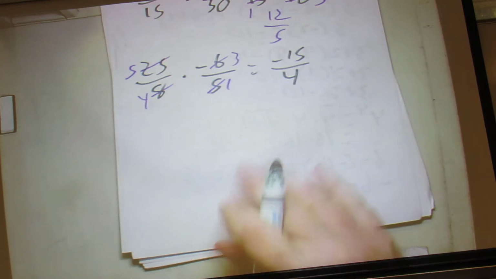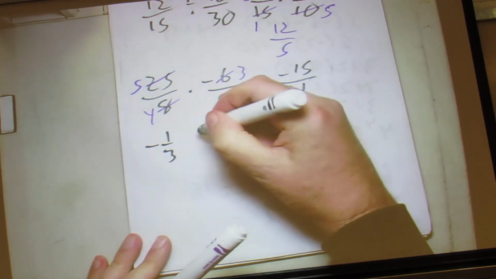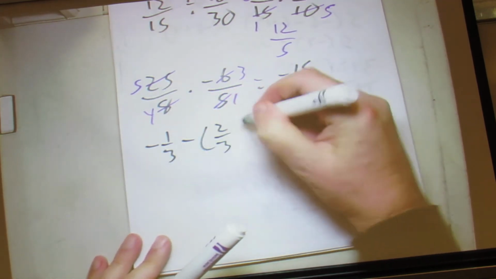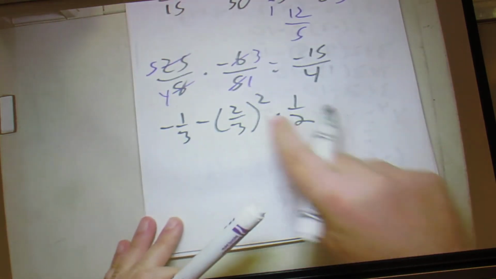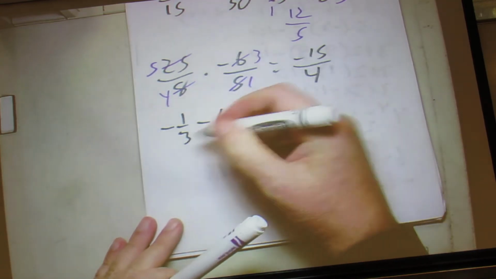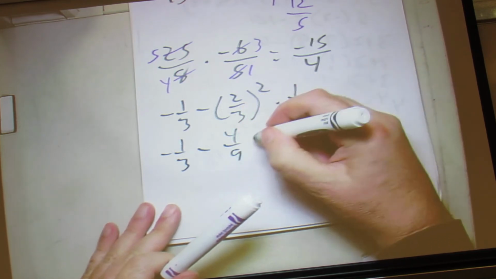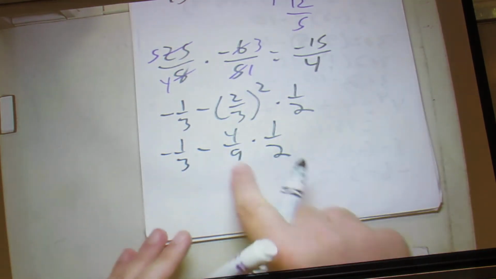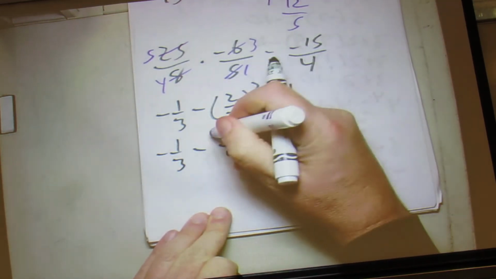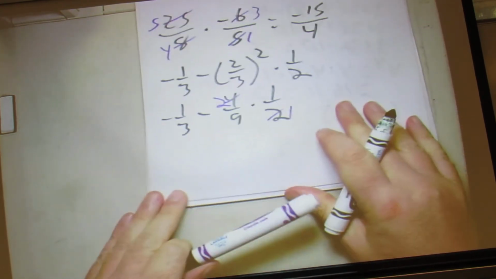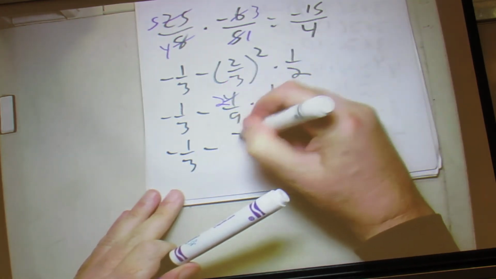Then let's say that we have a bigger one where it's negative 1/3 minus (2 over 3) squared times 1/2. So the first part we have to do is the exponent. So it's going to be 1 over 3 minus 4 over 9 times 1 over 2. And the next step is the multiplication. So we can simplify this to be a 1, this to be a 2. So we're going to have negative 1 over 3 minus 2 times 1 is 2.